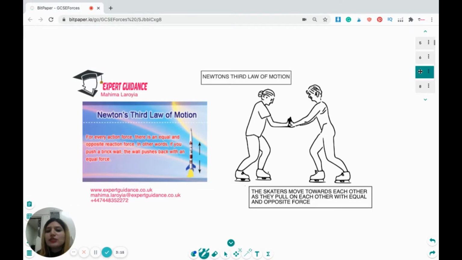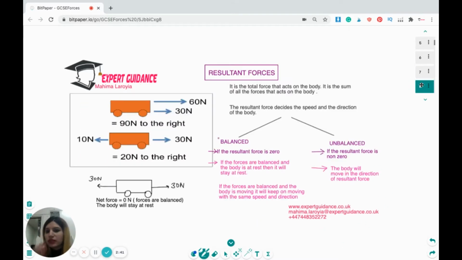Now let's see what Newton's third law of motion is. Newton's third law of motion says that for every action force, there is an equal and opposite reaction force. That is, forces act in pairs. You can take the example of these two skaters. The skaters move towards each other as they pull on each other with equal and opposite force. If you push a brick wall, the wall will push back on you with an equal and opposite force. Okay, so that is Newton's third law of motion.